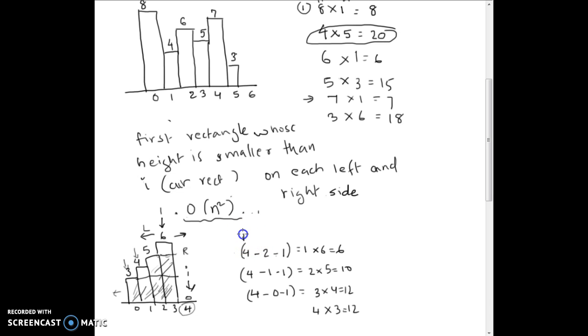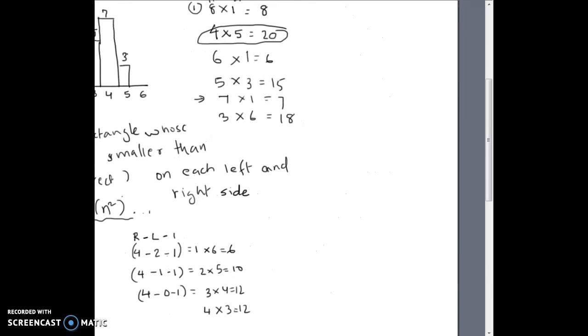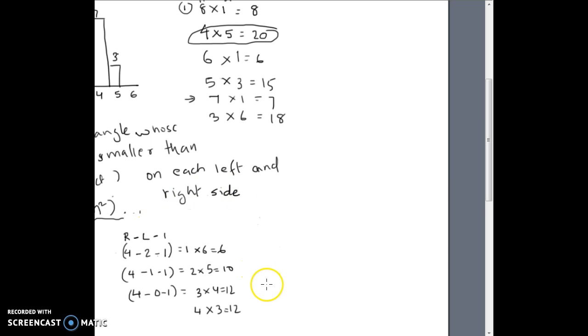So this is the right, and this is the left, right? So the right limit minus the left limit, and then you have to subtract 1 out of that. And the same thing can be true for a decreasing sequence too, right? So let me extend this towards the right a little bit so we can see that. Let's say we have a decreasing sequence, right? So say we have 6, and then 5, and then 4, and then 3, right?